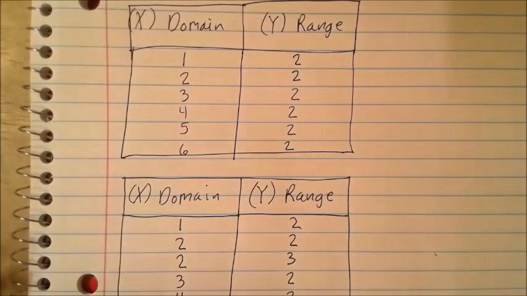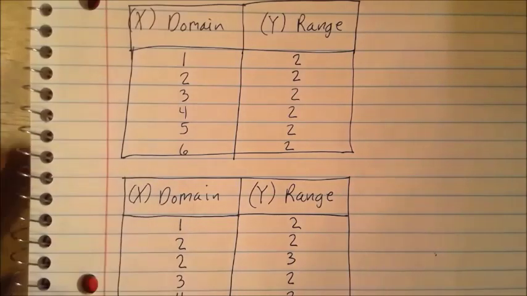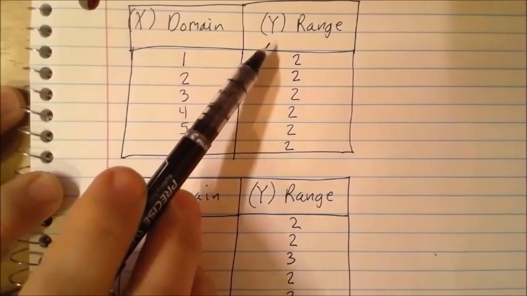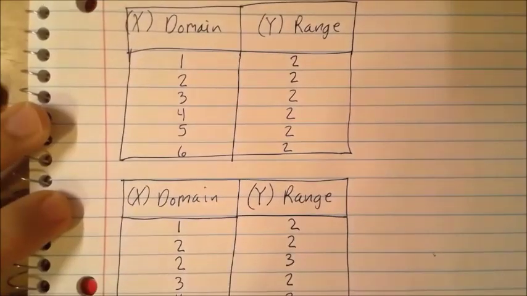Alright, so now we're going to be looking at some function tables. So I went ahead and I made a function table. Notice that as usual we have our domain, which is our x values, and we have our range, which is our y values. So what we're looking for when we're trying to determine if it is a function or not a function is, do we have an x value that has a relationship with more than one y value?